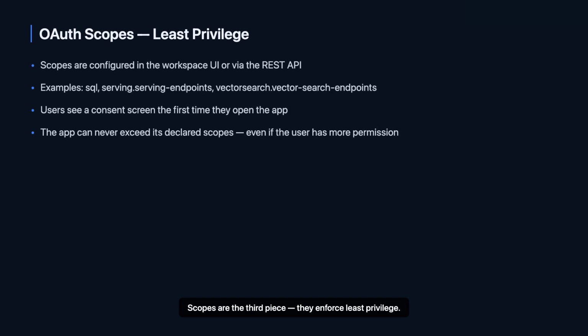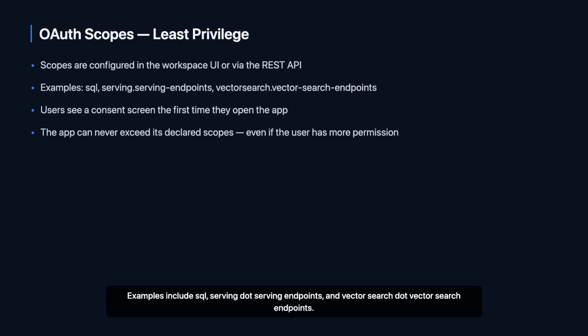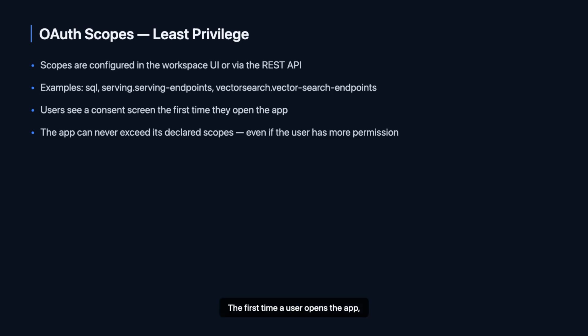Scopes are the third piece. They enforce least privilege. You configure them in the workspace UI under the app settings, or programmatically through the REST API. Examples include sql, serving.serving-endpoints, and vector-search.vector-endpoints. The first time a user opens the app, they see a consent screen listing exactly which scopes the app is asking for. Here's the important part. The app can never exceed its declared scopes, even if the user signing in has broader workspace permissions. Scopes cap what the app can do, and user grants then narrow it further.